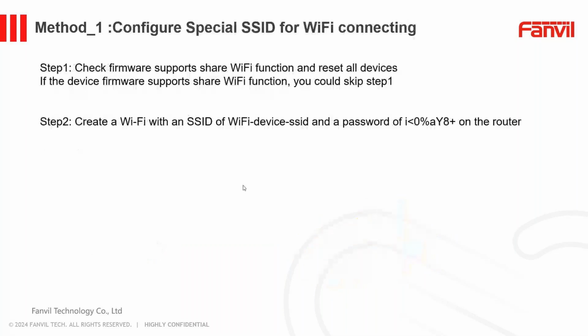So here, the first step is to check the firmware. As mentioned in the previous table, the firmware that supports Wi-Fi sharing is the same firmware that supports the special SSID. The special SSID is the default SSID on your Wi-Fi phone. You need to create a Wi-Fi with an SSID of Wi-Fi-device-SSID and use this password, as it is the default password configured on the phone.